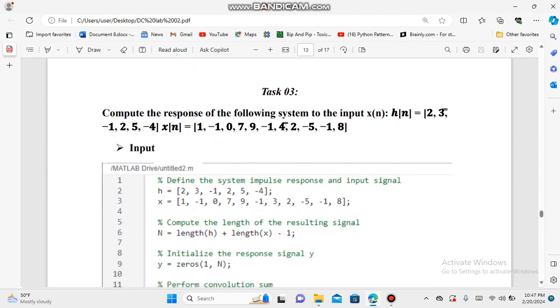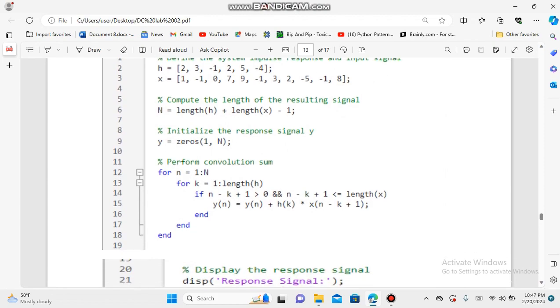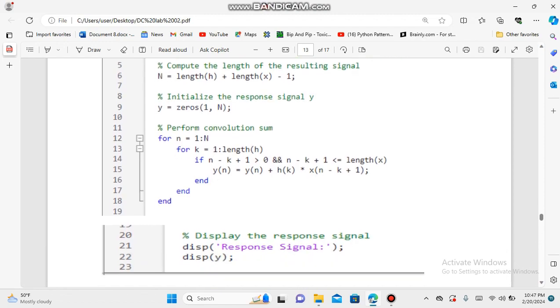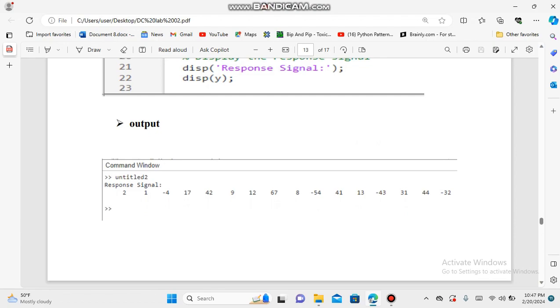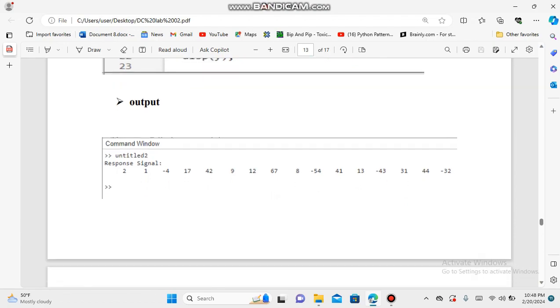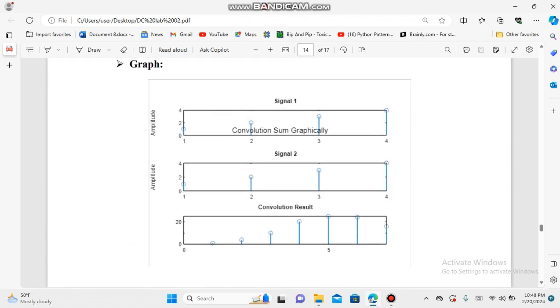In task number 3, we compute the response of the following system. Here h is the impulse response, and x is our required signal. We use the command n equals length of h plus length of x minus 1 for the resulting signal, and we perform the convolution using a for loop, using the display command to display the required response of the signal. This can also be shown graphically, showing the convolution response of the two signals, signal 1 and signal 2.